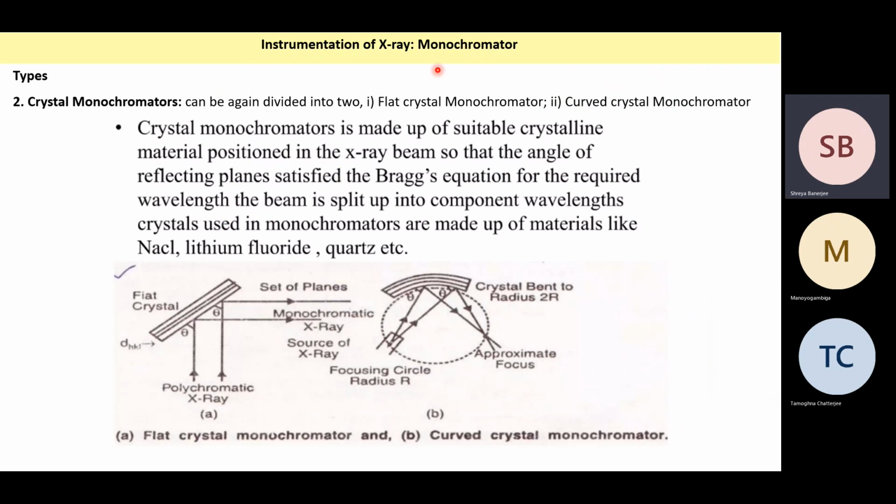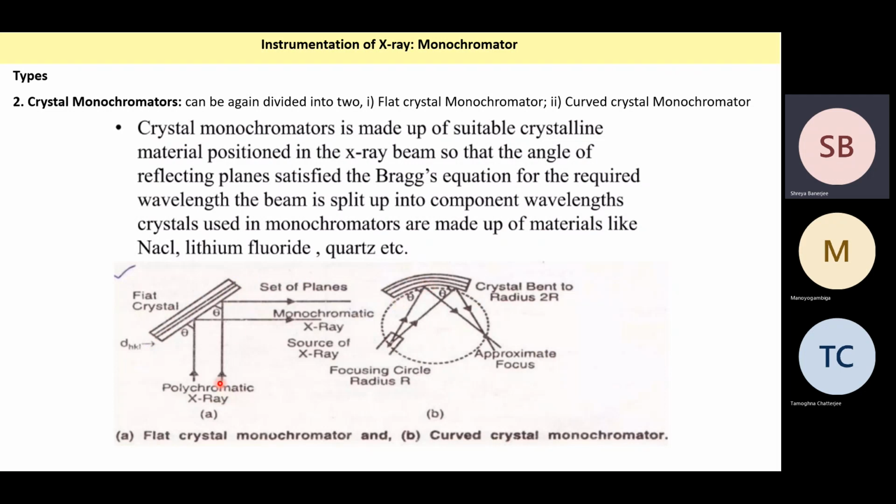The other kind of monochromator is called a crystal monochromator. So a crystal monochromator is made up of suitable crystalline material positioned in the direction of the X-ray beam so that the angle of reflecting plane satisfies the Bragg's equation for the required wavelength, and the beam is split up into component wavelengths. So if you have the crystal here, there can be two kinds of crystals, a flat crystal or a curved crystal.